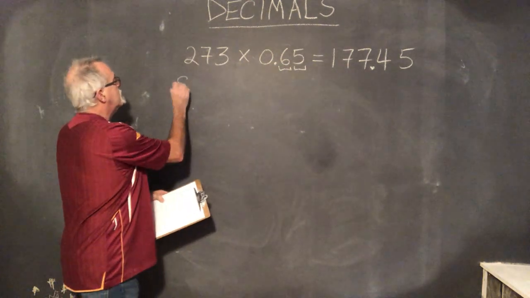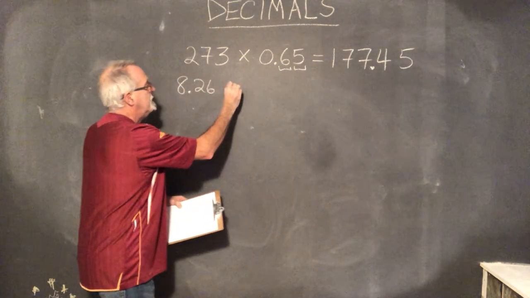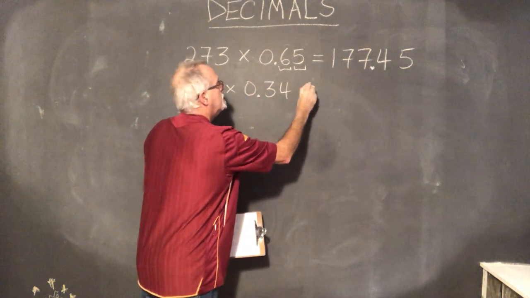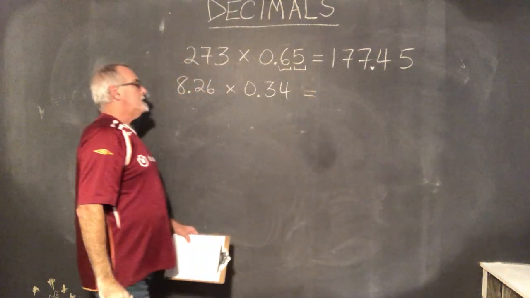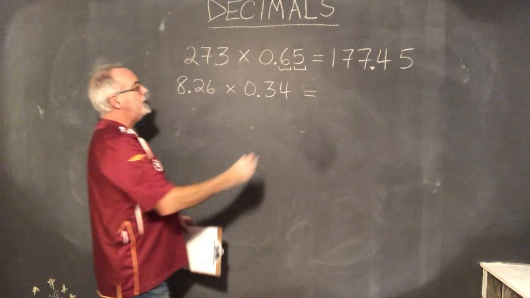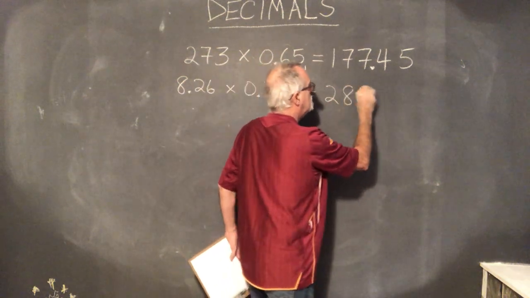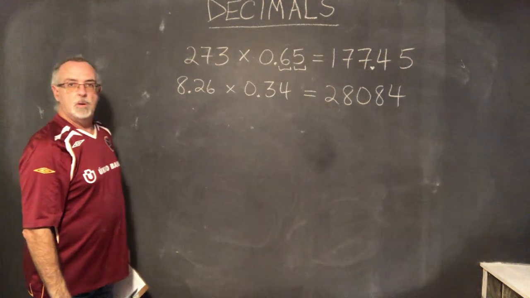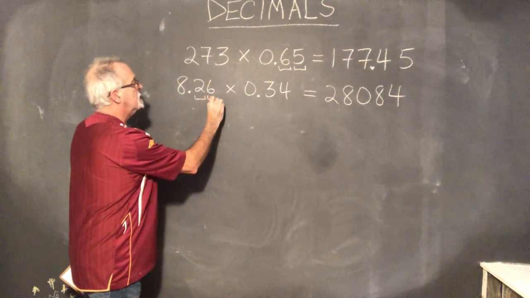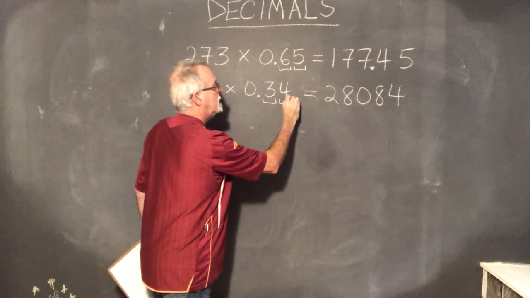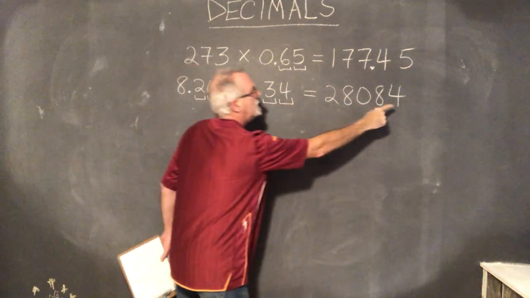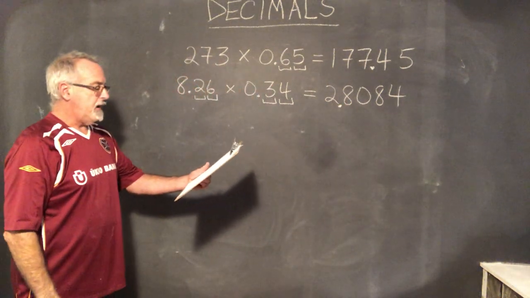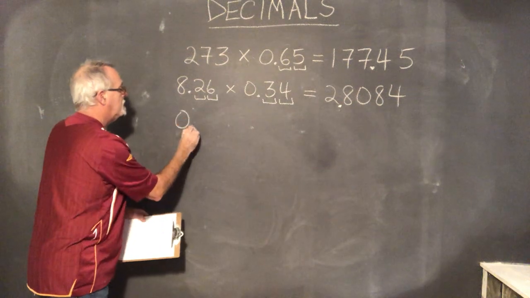Okay, 8.26 times 0.34. Yes, yes, yes, I could do it in my head, but I'm not going to. 28084. Where is the decimal going to go? Where's the decimal going to go? Yep. You're right.